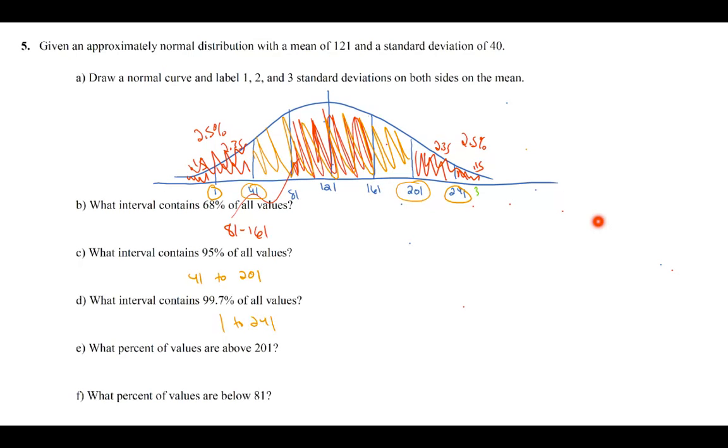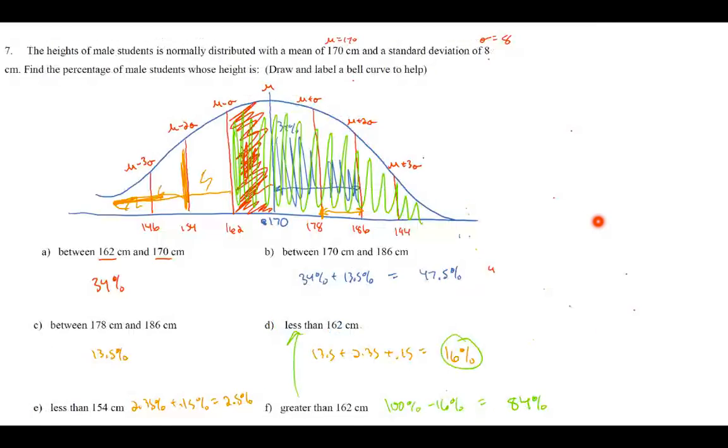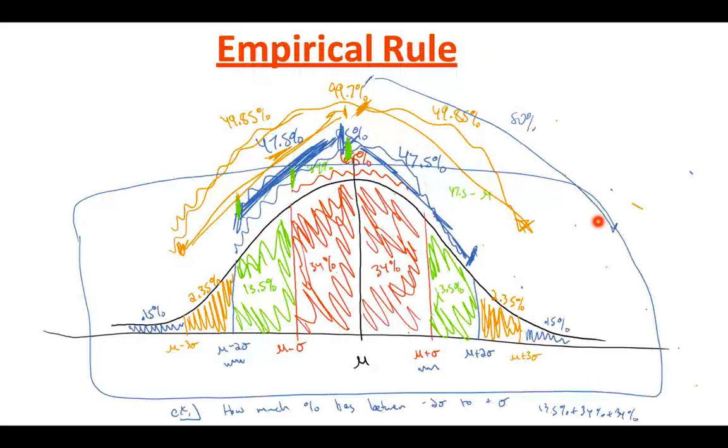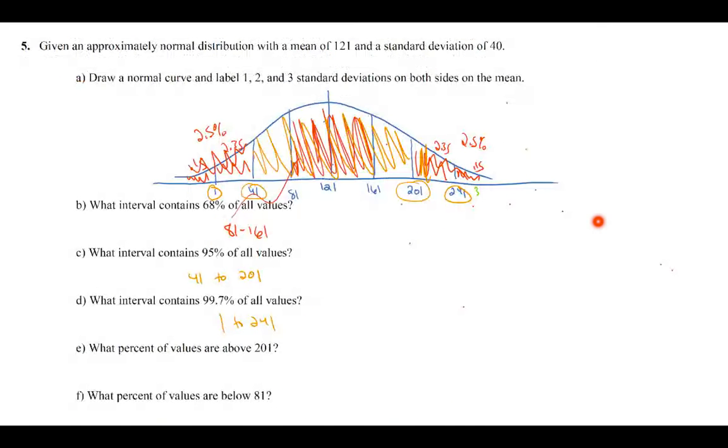What percent are above 201? Okay, so that's going to be this part. I'm having the hardest time today. All right, so above 201. I don't know why I can't get this thing figured out. Every time I click it, it's changing. There we go. All right. Above 201 is going to be 2.35 and our 0.15. So it's 2.5%.